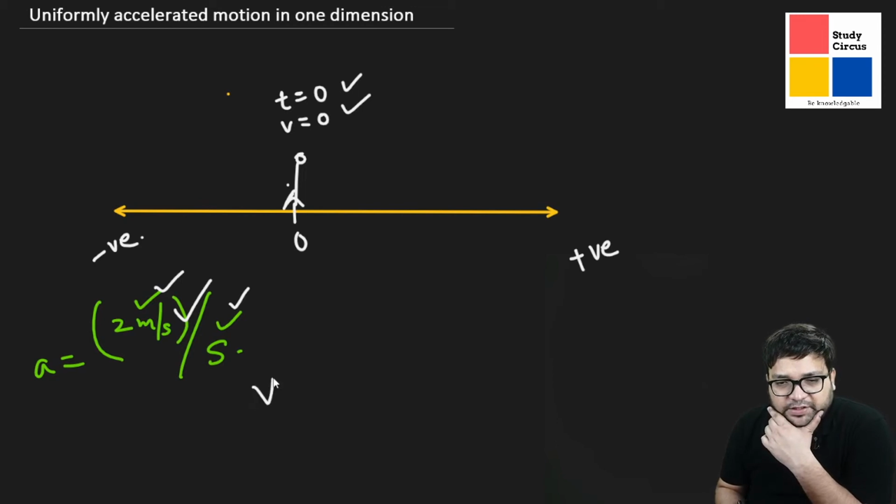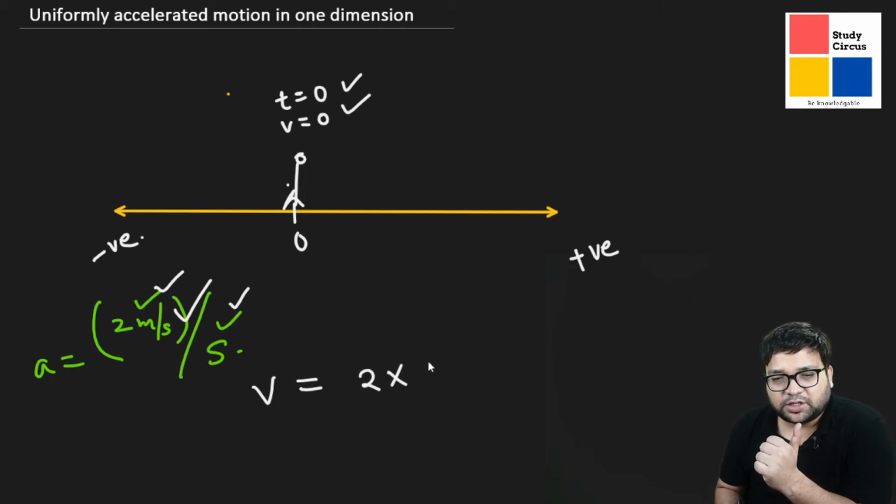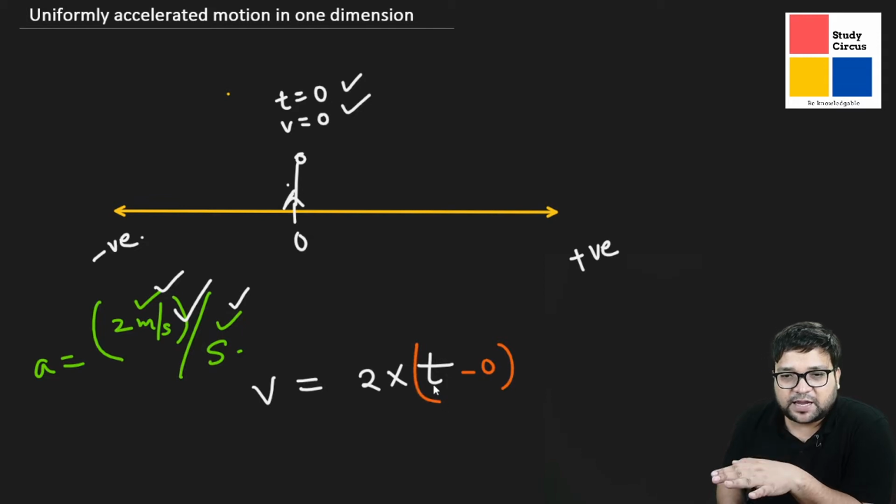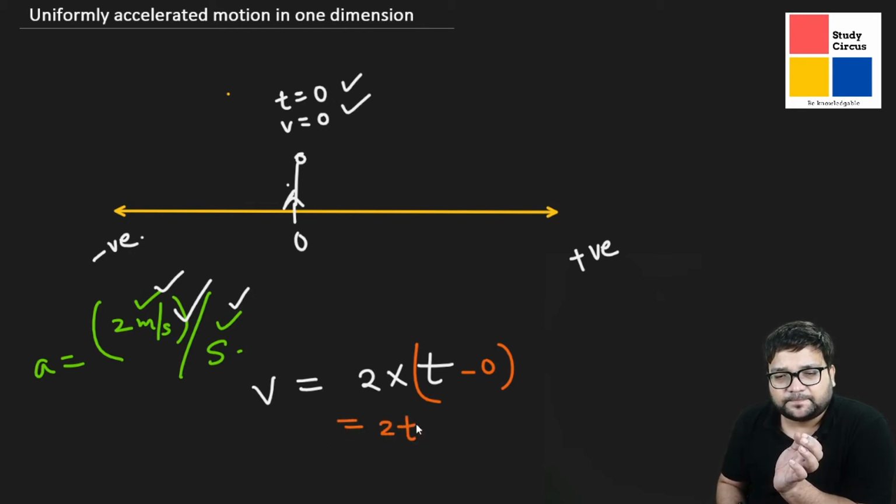So speed at any given time for this case will be given by what? 2 into the time interval, simple unitary method, right? 2 into the time interval from the beginning. If t is the time of any moment, minus initially the time was 0, or you can say simply 2t. So speed at any given time is going to be 2 into the time.